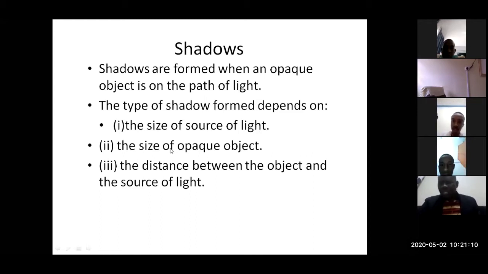Then also the size of the opaque object. If the object is bigger, then the shadow will be of total darkness. If the size of the object is smaller, then we shall have both umbra and penumbra. Then of course, somebody was mentioning the distance between the object and the source of light. So these are the 3 factors that will determine the type of shadow that is formed.